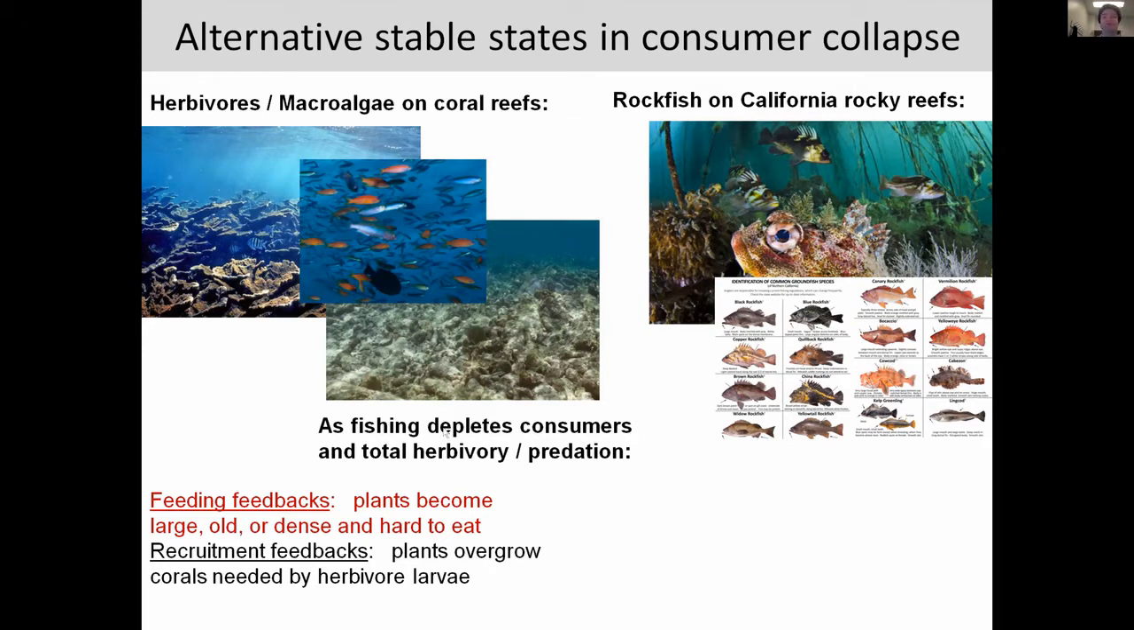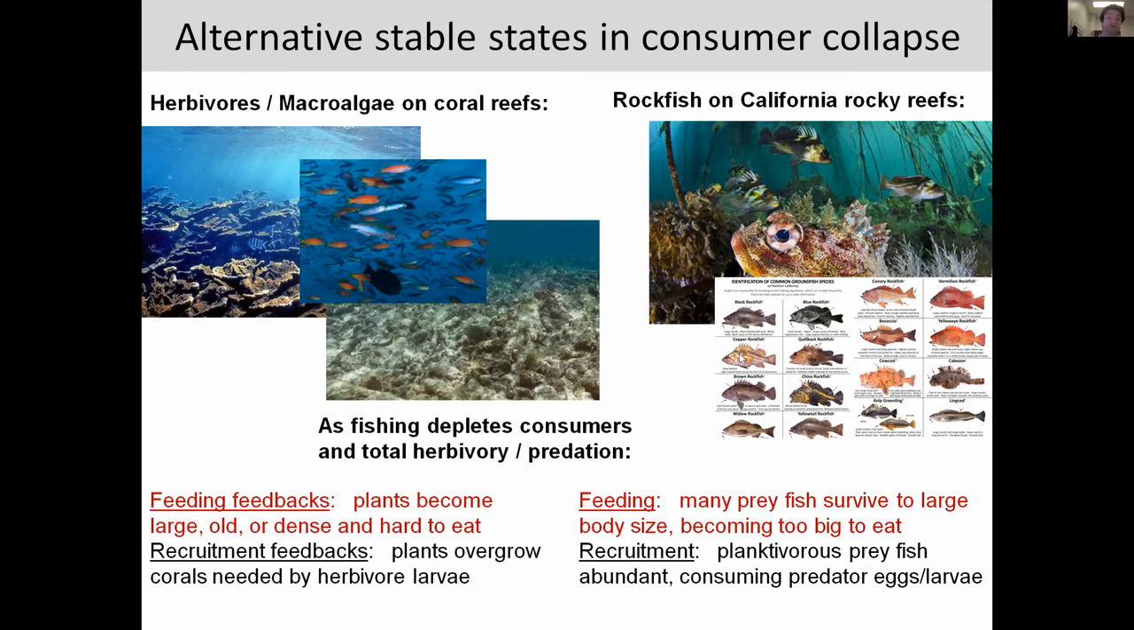So on coral reefs, one of the things that can happen is that algae then survive to an older age, where they're less nutritious, even the individual leaves are less nutritious as they get older, or they form dense stands that harbor predators, so increased predation risk. At the same time, we also know that macroalgae can overgrow corals, and corals are really important in sheltering and attracting larval herbivores. Similarly on rocky reefs, as we get lower predation, that means more prey fish species can survive to a larger body size when they're too big to eat. And also all the different predator species go through a similar early life stage, as larvae or eggs, where they're all vulnerable to being eaten by many different prey species.